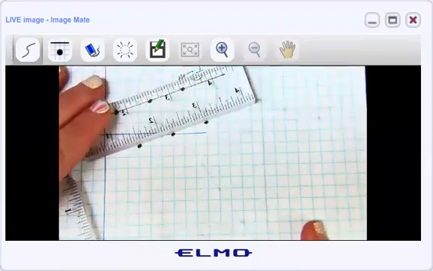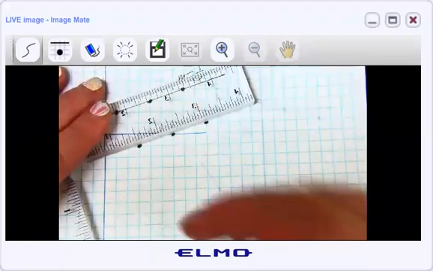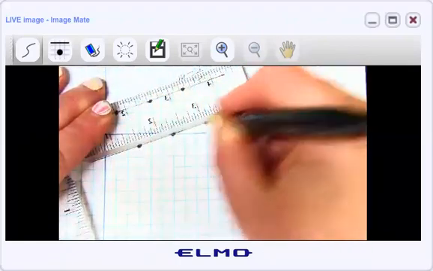I am loving this ruler. The things you get excited about as a math teacher.